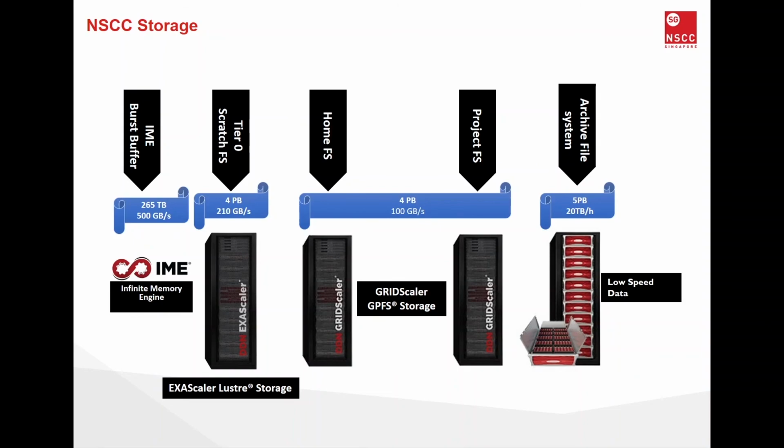GPFS file system is being used for 3 different file systems. One is the home directory, second is the projects, and third one is the archive as well. The slowest file system is the archive file system. Upon completion of projects, if the projects are not extended, such project files are archived by our administrators in the archive storage for a period of time before it gets purged completely. So by default, users don't have direct access to the archive file system.